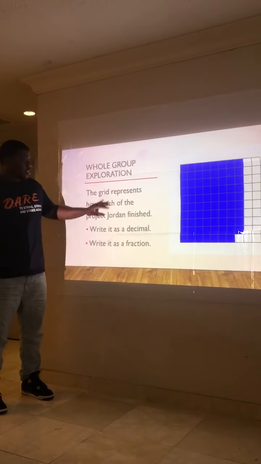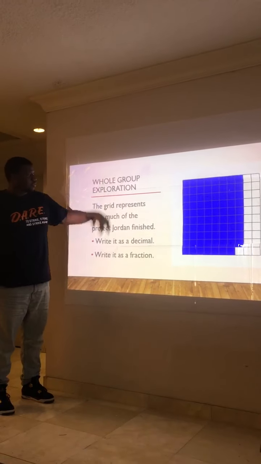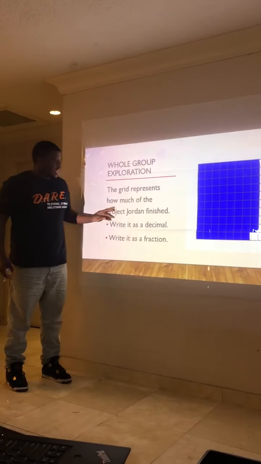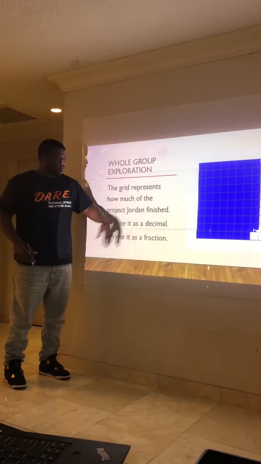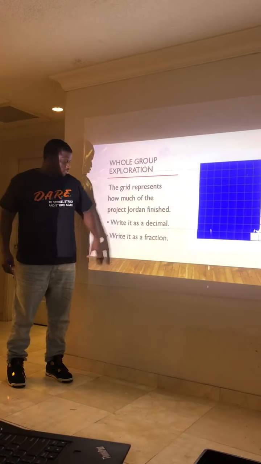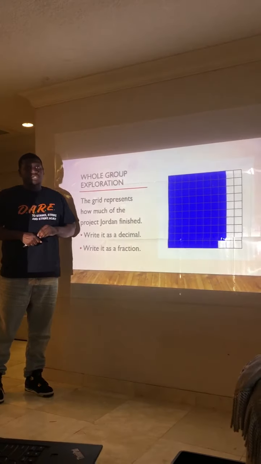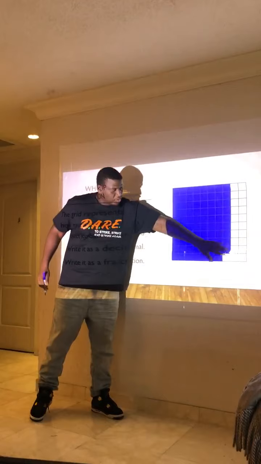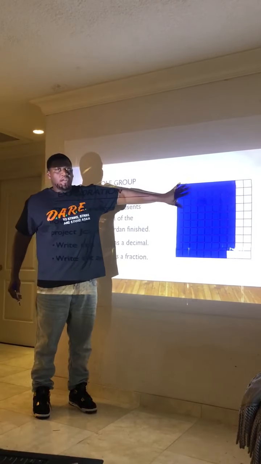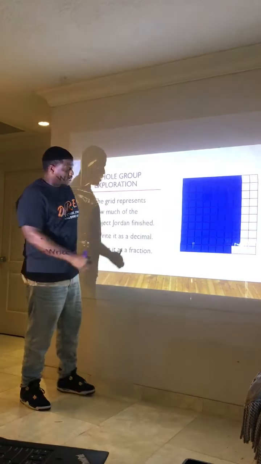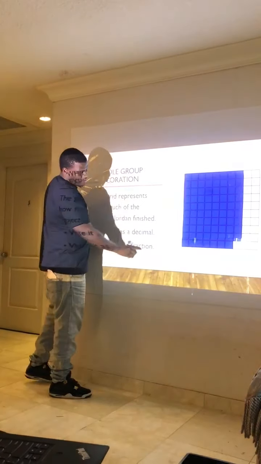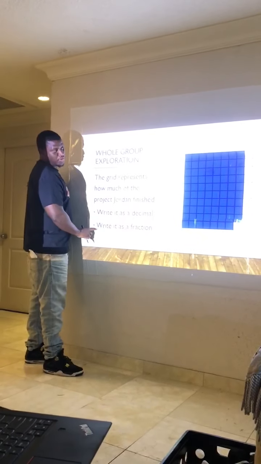All right, so this is an example of our whole group exploration. The grid represents how much of the project Jordan finished. We want to write it as a decimal, and then we're going to write it as a fraction. So now when I look at this right here, this is my whole. In my whole, I have to see how many parts. And I'm going to do the fraction one first.